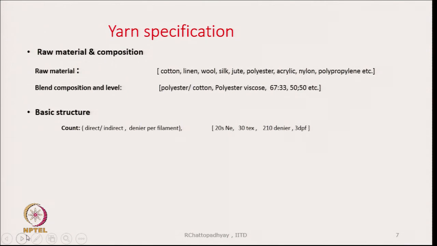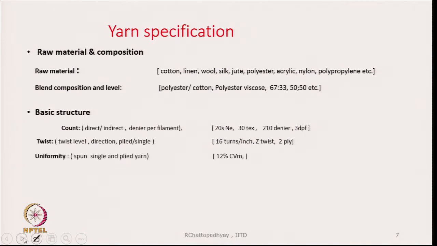Then we also have to specify the count of the yarn, that is, what fineness we need, and what level of twist is required, in case twist could play a role, because you will see later that twist can play an important role in deciding the character of the yarn, and therefore the character of the fabric. Uniformity level should also be specified, and the tolerable level of faults in the yarn, which are imperfections, thick places, thin places.